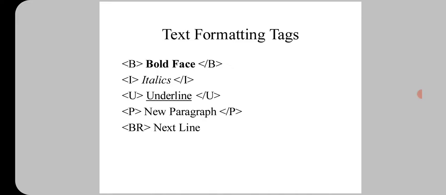First one is B tag. B means bold, to display text in a bold or thick manner. Second one is italic. Italic means to display text in a slanted manner. Third one is underline. Underline means to display text, words or sentences with an underline beneath them. Fourth one is P tag. P tag means paragraph tag, to start a new paragraph. BR means break, line break.